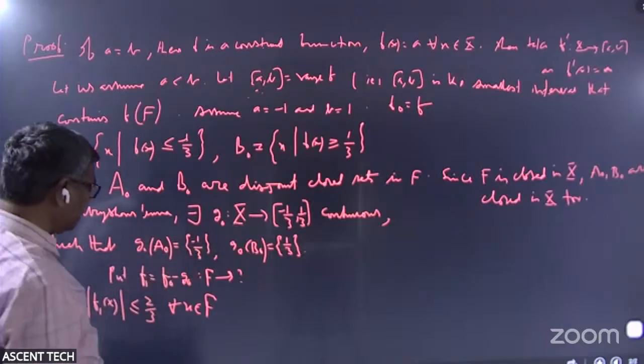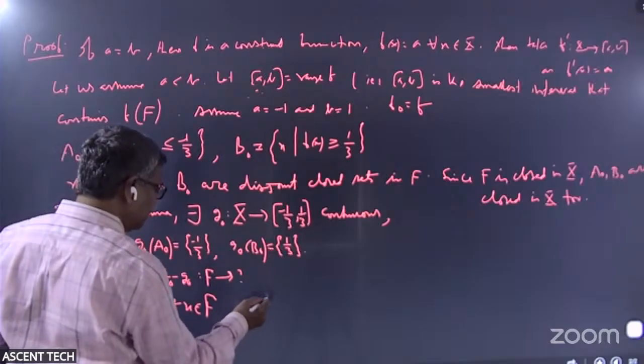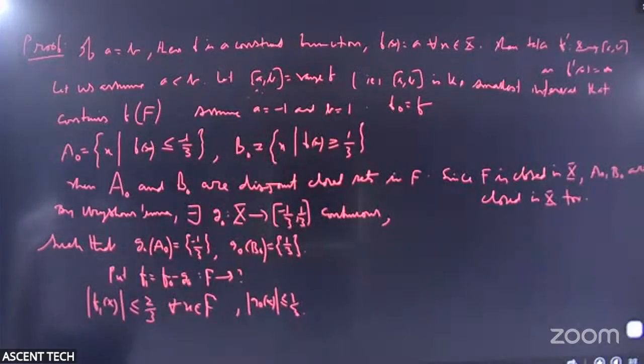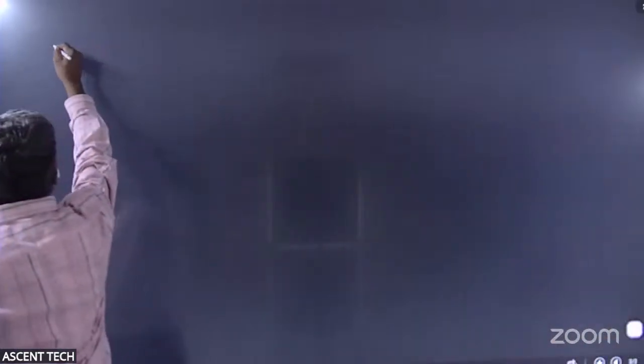Of course, the absolute value of G naught is less than or equal to 1/3, and G naught x is less than or equal to 1. I have created F1, which is F naught minus G naught. Now, I'm going to once again look at two sets.